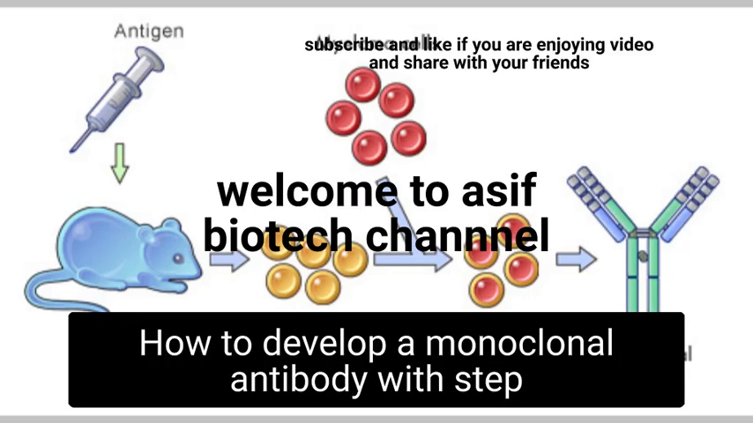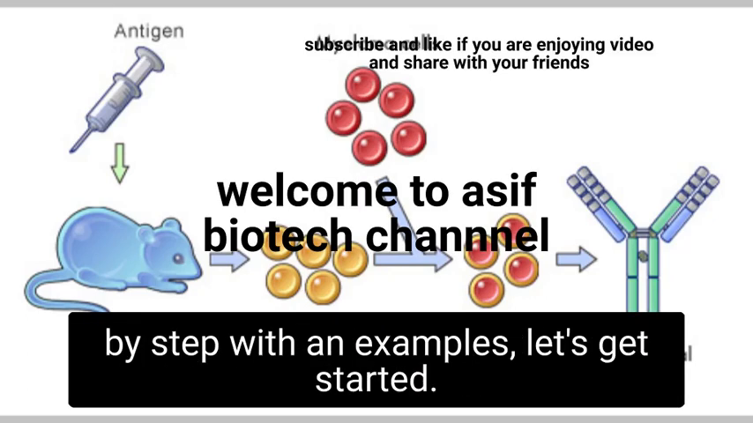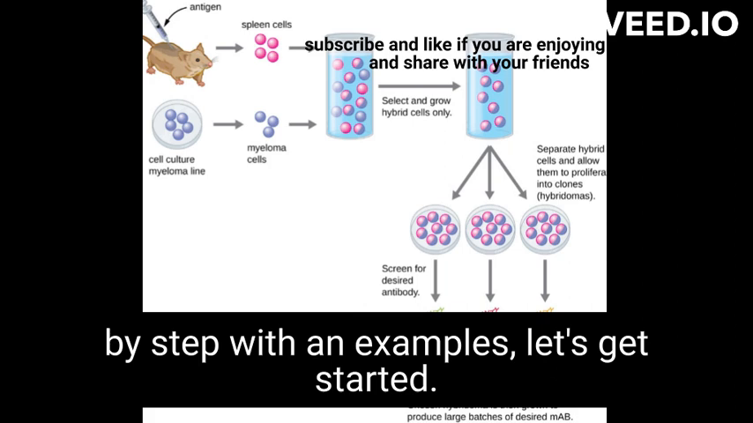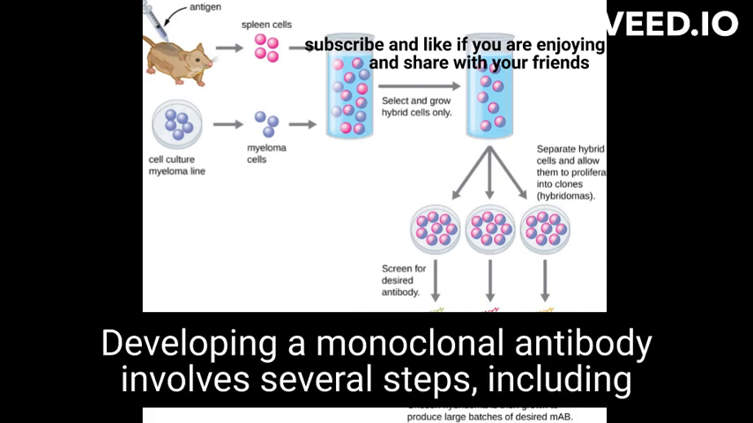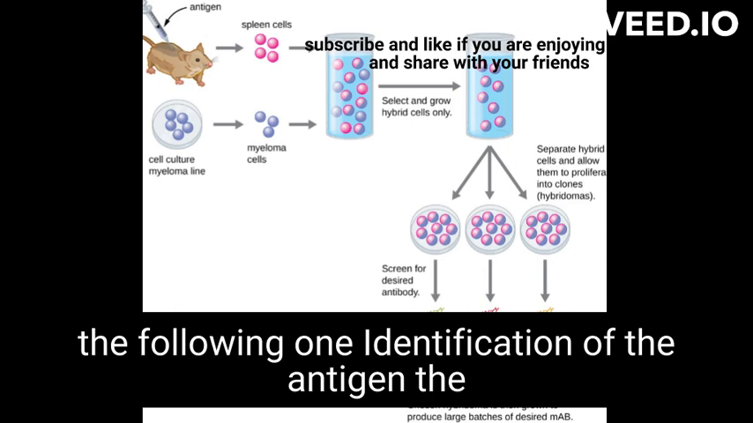How to develop a monoclonal antibody step by step, with an example. Let's get started. Developing a monoclonal antibody, mAb, involves several steps, including the following.